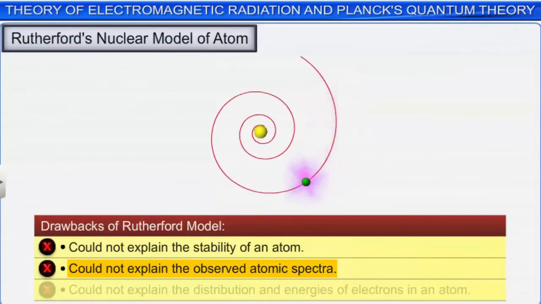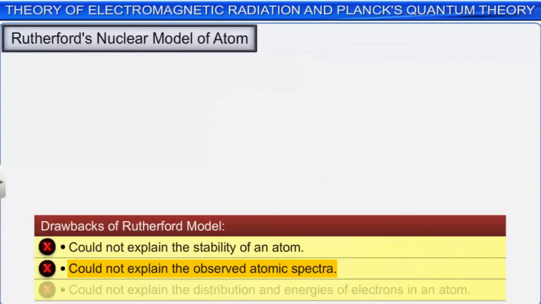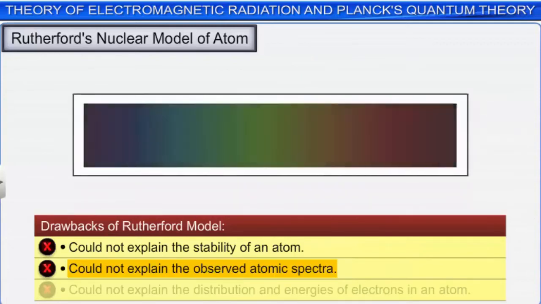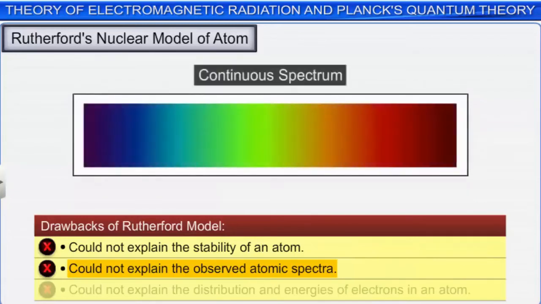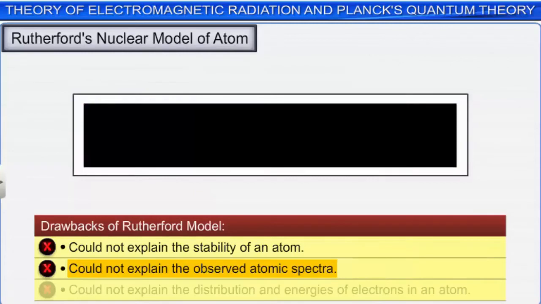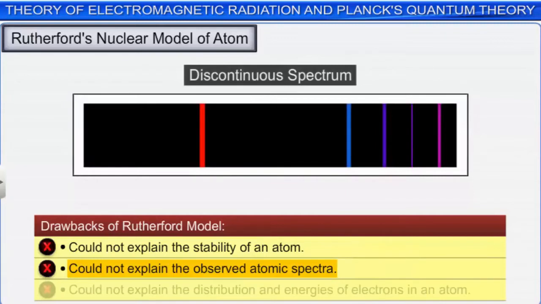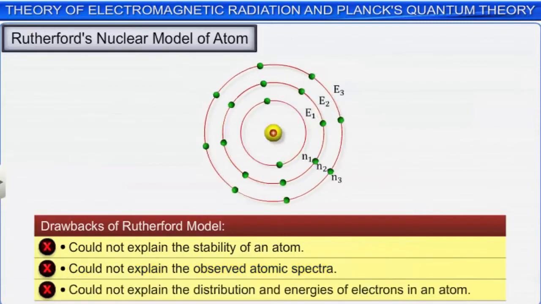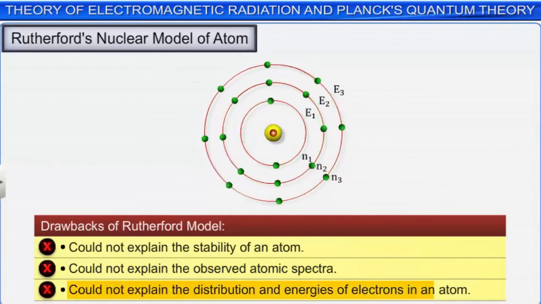This is because, according to the electromagnetic theory, an accelerated electron continuously emits energy, and ultimately it falls into the nucleus along a spiral path. As the electron is emitting the energy continuously, the spectra of such an atom also should be continuous. But the spectra of elements indicate that atoms emit energy discontinuously, and hence the Rutherford's atomic model couldn't explain the observed spectra of atoms. Another drawback is that it could not explain the electronic structure of atoms, that is, the distribution and energies of electrons in an atom.